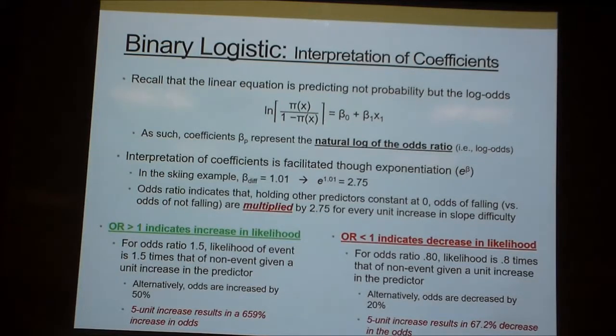Yeah. So going up to where we're talking about the odds of falling. Yeah. So when it says the odds ratio indicates that, holding other predictors constant at 0, what would that mean in this example with autumn, winter, and spring? Since spring is my reference, is holding things constant talking about just for spring?